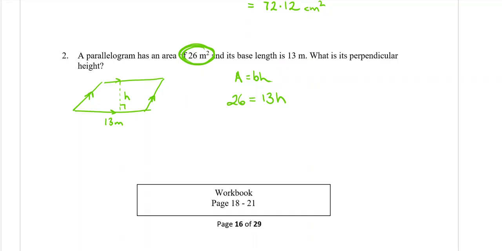To find out what H is, I need to solve my equation by doing the opposite. The opposite of 13 times by H is to divide by 13. That will get rid of the 13 here. H will then be by itself. 26 divided by 13 is 2, and that would be meters. So the height of that parallelogram is 2 meters.